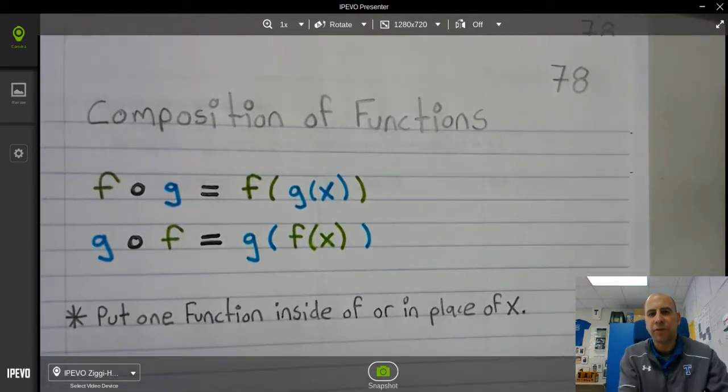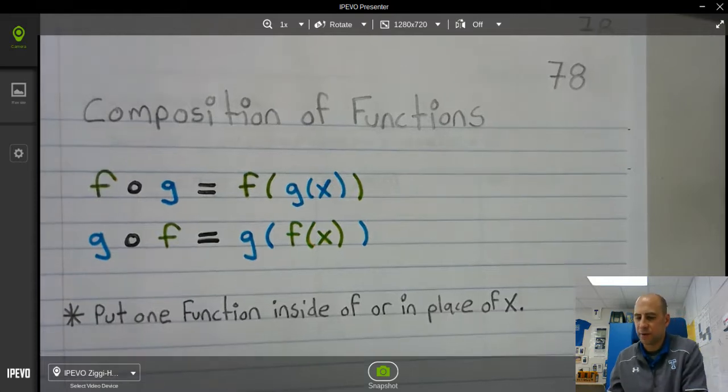All right, so composition of functions on page 78. So we have f of g, that's f(g(x)), and g of f, which is g(f(x)), where composition of functions are when you put one function inside of, or in place of, x. So if you would, pause the video and update your notes. All right, now your notes are updated.